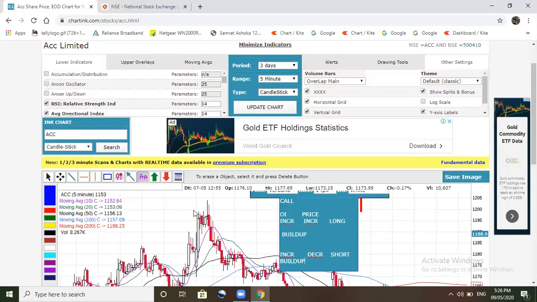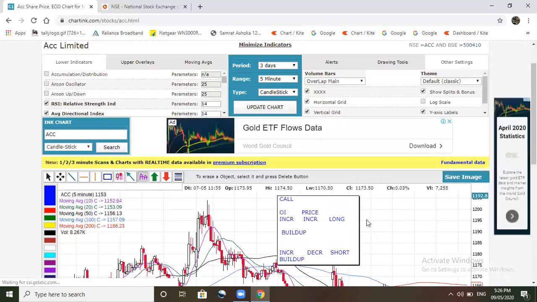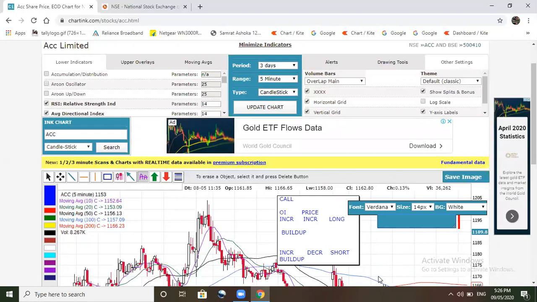Then the third condition would be OI decreasing, but price is increasing. Then it is called short covering. So those players who were short on calls are covering their positions. They are now buying the options. So they are covering the position.